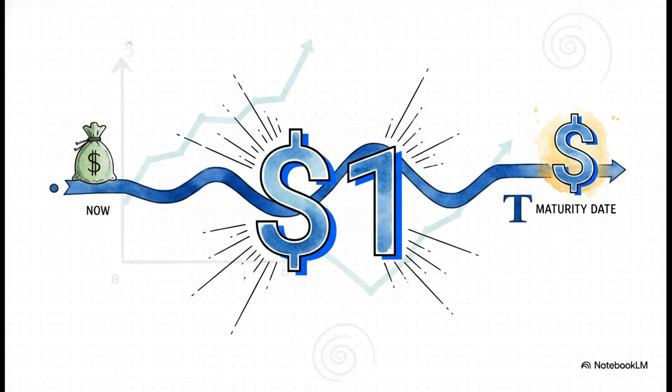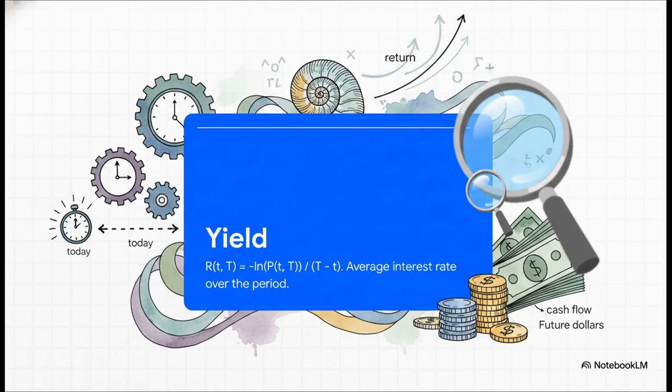sitting there with a specific price today. Now, because you're buying that future dollar at a discount today, we obviously need a way to measure your return. And yeah, this math for the yield under continuous compounding looks a bit rigorous, but let's just translate it into plain English. This formula simply measures the average interest rate over the period from today, time t, all the way to maturity T. The natural log you see there, that just smoothly handles the continuous compounding of that return over time. Nothing to be scared of.